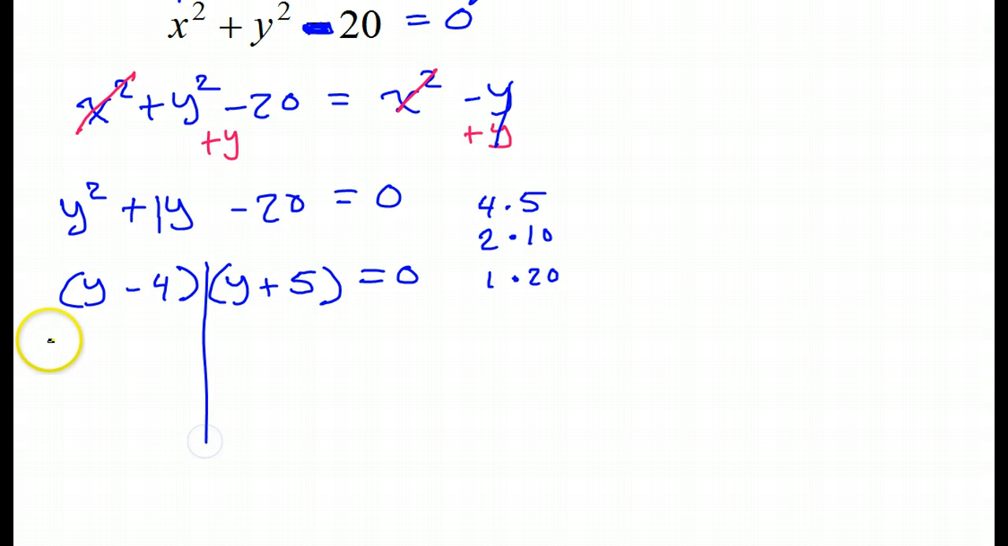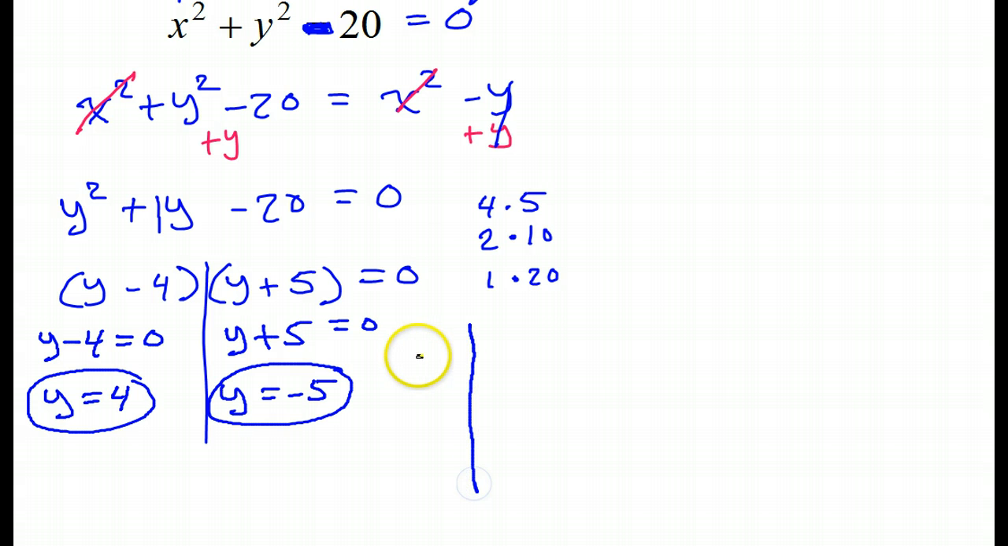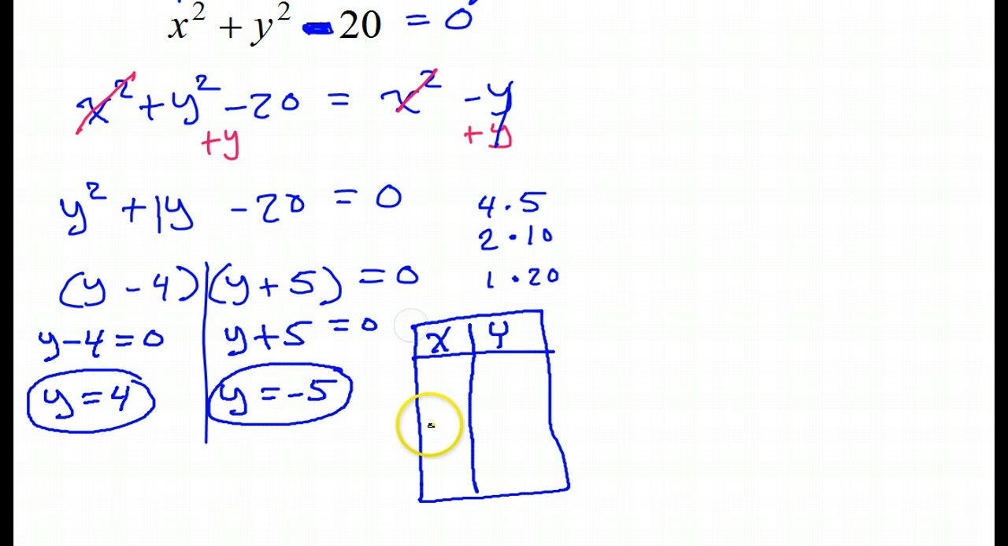So we'll set these factors equal to 0, so y minus 4 equals 0 and y plus 5 equals 0. Adding 4 gives me y equals 4. Subtracting 5 gives me y equals negative 5. Okay, so we have the y's, but we need the x values that go with them. So I'm going to make my t-chart. So let's see, x and y. Okay, so we have y values negative 5 and 4. We need x values that go with them.